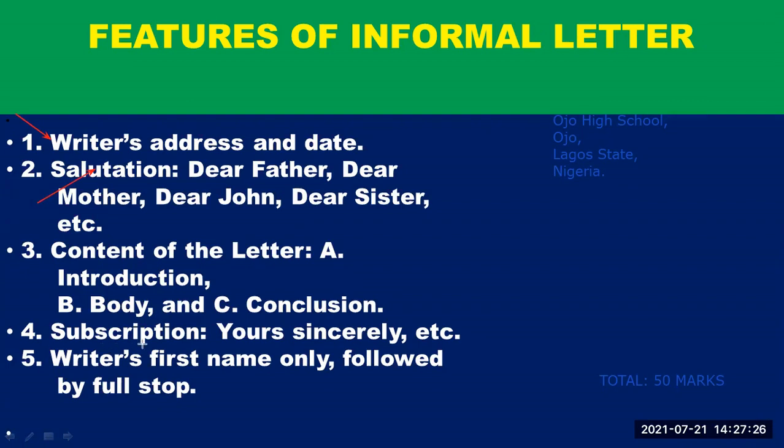Then the next will be the subscription. Your subscription is yours sincerely. And when you write your subscription, you have to ensure that it is on the same line with your address. Let's assume we want to write our subscription. We make sure it lines up with this when we are through with everything, and we make sure the Y in yours is capital, and the S in sincerely is a small letter. And then you put a comma after that.